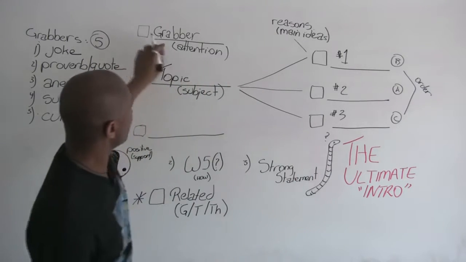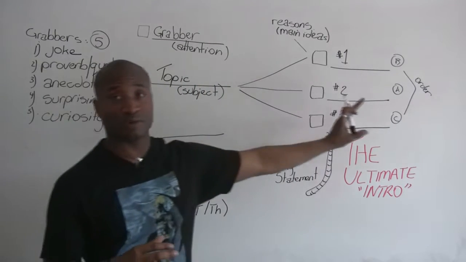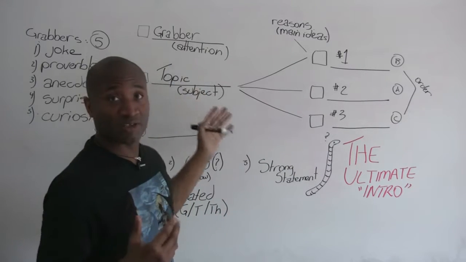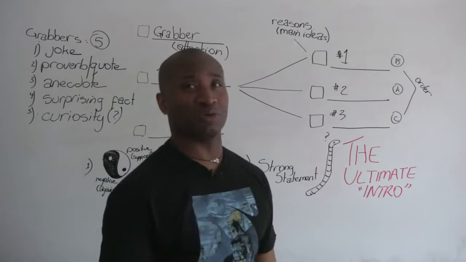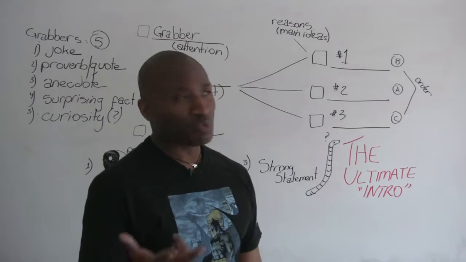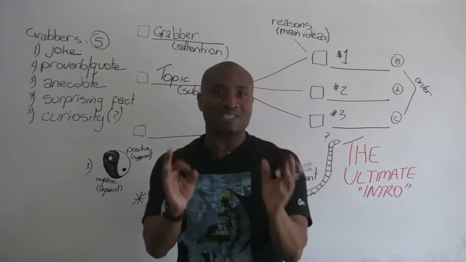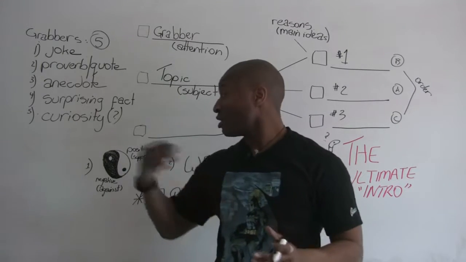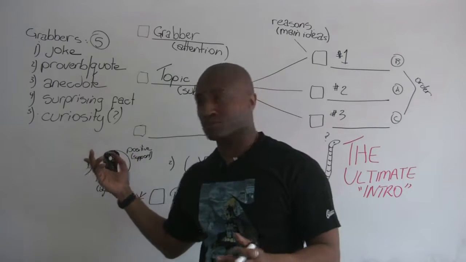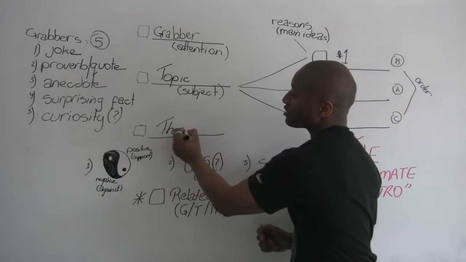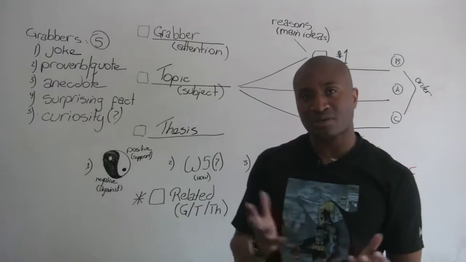Now, finally, now you've got your grabber and your topic, and you've got your reasons for it. You've told me what you want to talk about. You got my attention, but you haven't told me what you're arguing. Why are you talking about this? Why is this important to me? This comes down to one of the most important and yet fundamental parts of writing in English. The thesis. There we go.